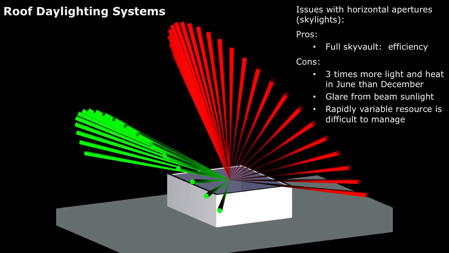This is the exact opposite of what we want from a thermal point of view or a psychological point of view. We don't want to make our buildings hotter in the summer and colder in the winter, but we also crave the light more during the winter time. And so from a psychological point of view, this is not as desirable. It also has a lot of beam sunlight incident on the aperture, which can be a source of glare. We don't want beam sunlight hitting people in the eye.